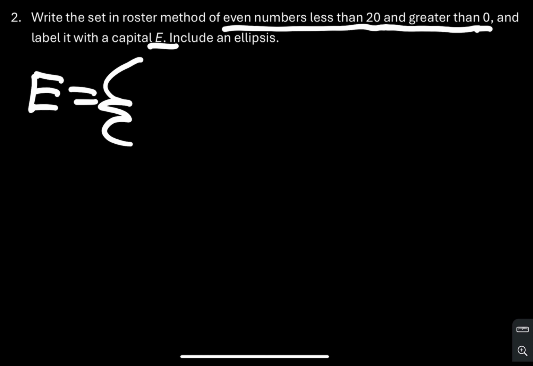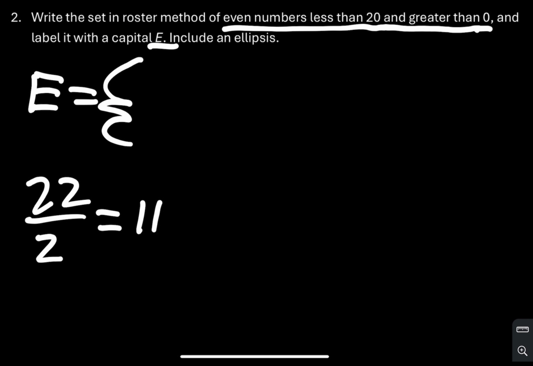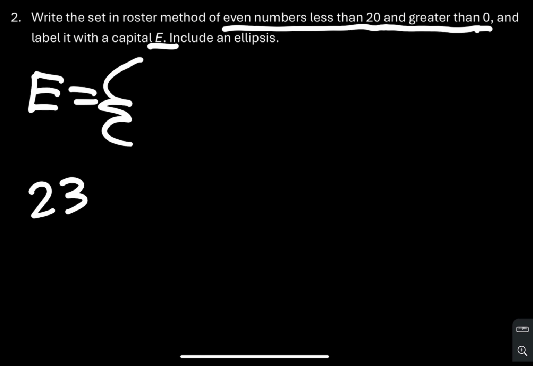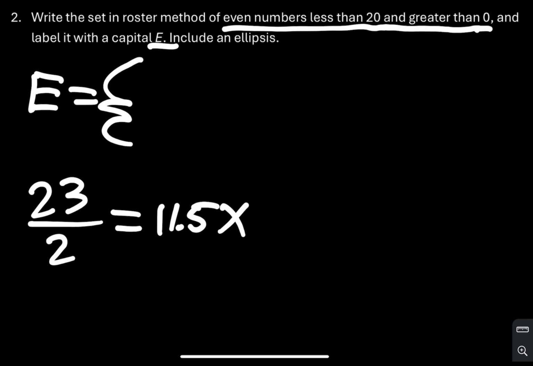So an even number is a number you can divide by 2 and you get a whole number back. So for example, let's do a number like 22. This is not going to be in our set, by the way. So if we divide 22 by 2, we're going to get 11. So since we got a whole number back, this means 22 is even. But if we do a number like 23 and we divide it by 2, we're going to get 11.5, or just 23 halves. So we don't get a whole number back. So this means 23 is not even.